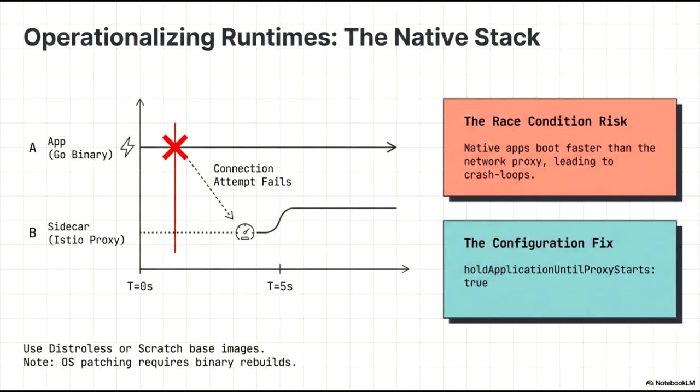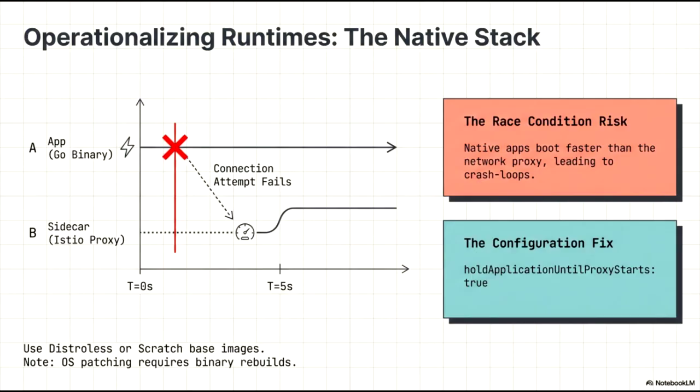When operationalizing runtimes within a native stack, we encounter a specific startup challenge illustrated here. Native applications, such as those compiled as Go binaries, boast incredibly fast boot times. However, this speed often creates a race condition with a network sidecar, such as an Istio proxy. As shown in the timeline, the application attempts to establish network connections almost immediately at t=0. Because the sidecar proxy takes longer to initialize and become ready, often not reaching a functional state until several seconds later, the application's initial connection attempts fail. This mismatch frequently leads to immediate crashes and repetitive crash loops.